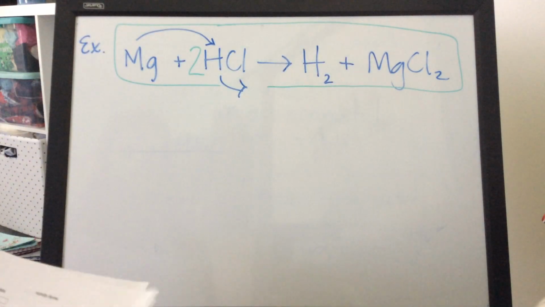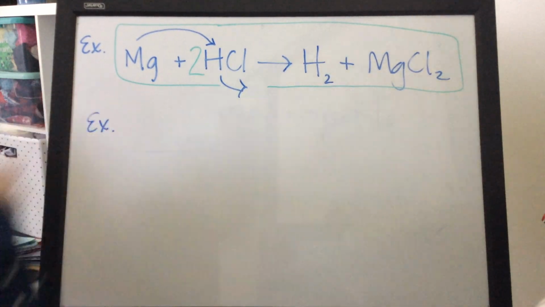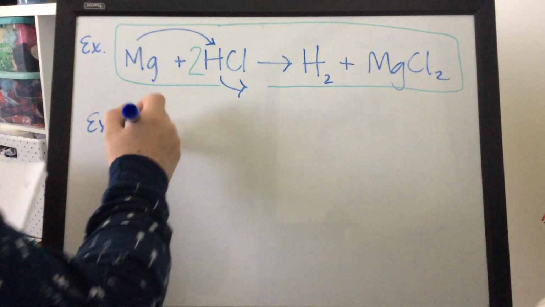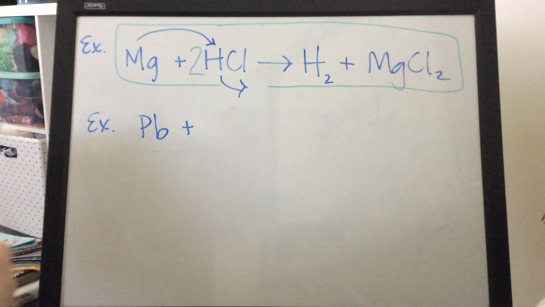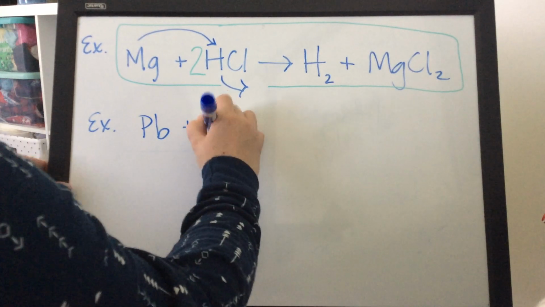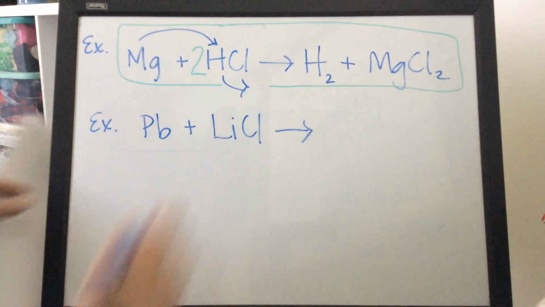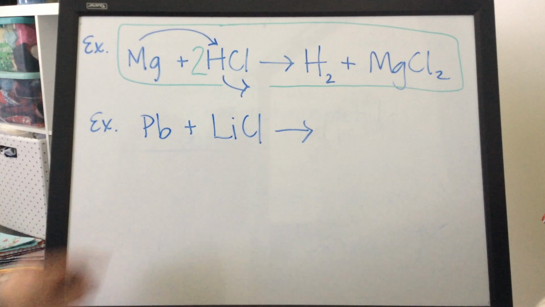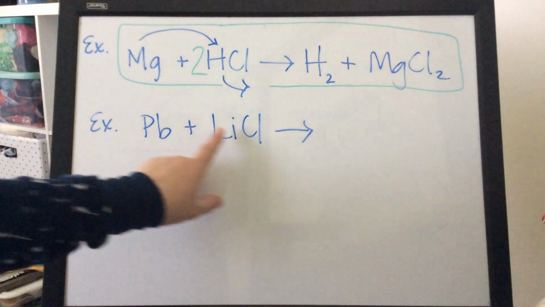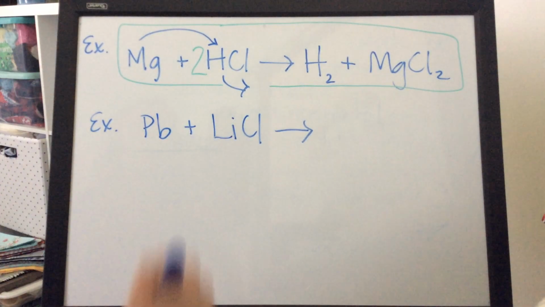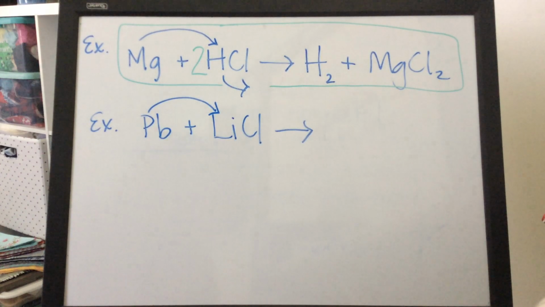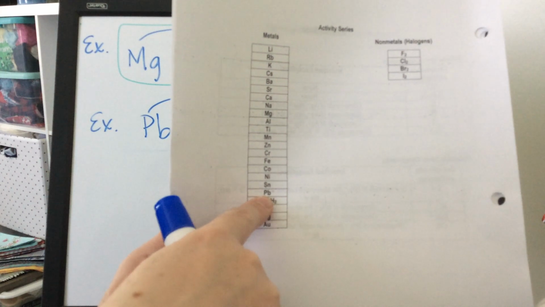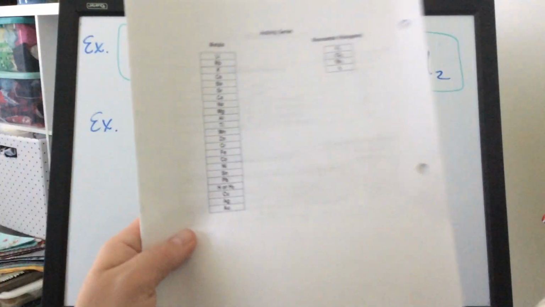Okay. So what about a second example? Okay, so what if this was your second example? And this time, I have my single lead, and lead's a metal, and lithium's a metal. So lead's trying to kick out lithium. So can lead kick out lithium? I don't know, so we go to the chart. Can lead kick out lithium? No way, right?